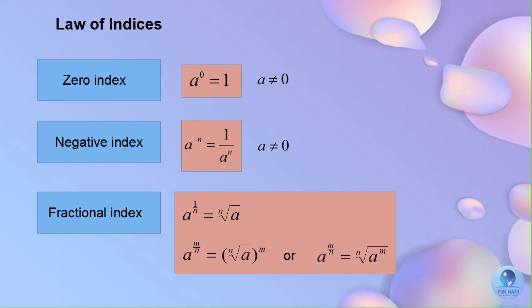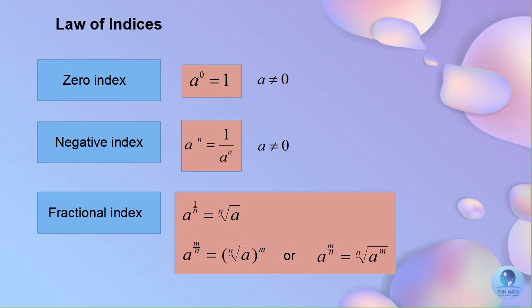Let's look at the first law of indices, zero index. When a is raised to the power of 0, you will always get 1, given that a is not equals to 0. Let's look at the second law, negative index. A to the power of negative n equals to 1 over a to the power of n, given that a is not equals to 0.